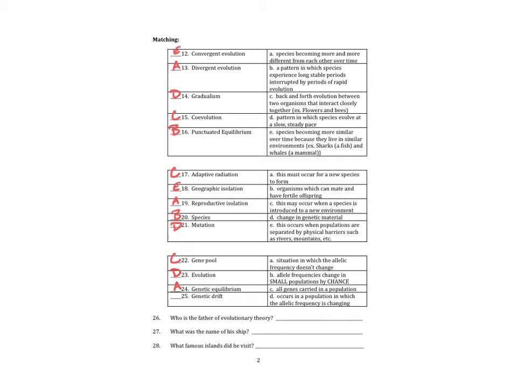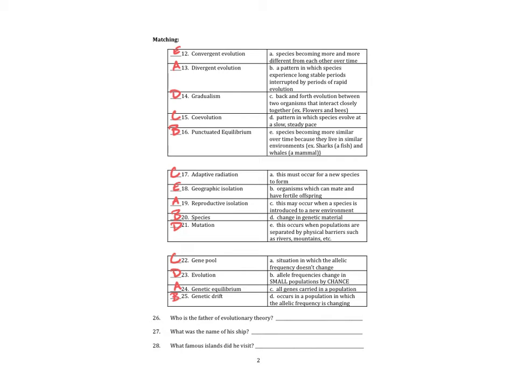Number 25 is genetic drift. This is letter B. And this occurs when allele frequencies change in small populations by chance. So it's random. It's not because of an environmental pressure. It's just that there happened to be like one breeding pair that was extremely prolific or something like that. And so you'll see this population change a little more significantly than you would expect because of a random change.